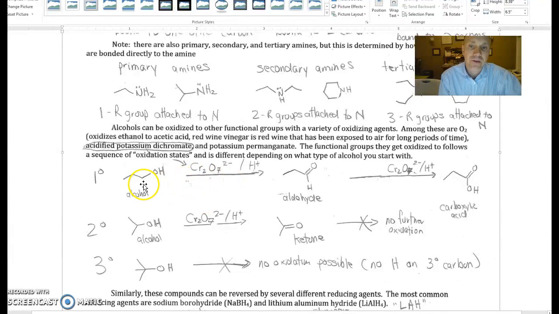If you had a primary alcohol, that would oxidize the primary alcohol to the aldehyde. If you had enough of that material, though, it wouldn't just stop there. It would take that aldehyde and oxidize it one step further to the carboxylic acid. If you're careful and add one mole of this for every one mole of this, you can get it to stop at the aldehyde. But if you add excess and heat it up a little bit, you can get it to go all the way to the carboxylic acid.